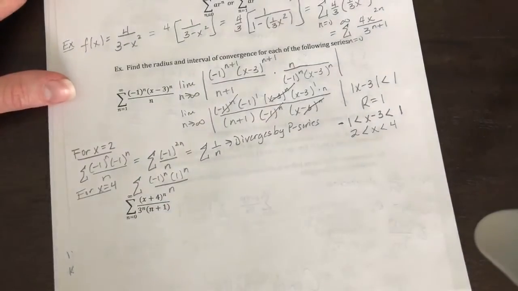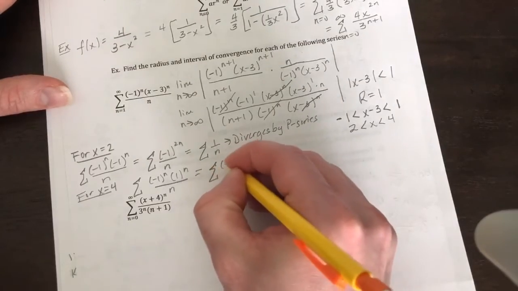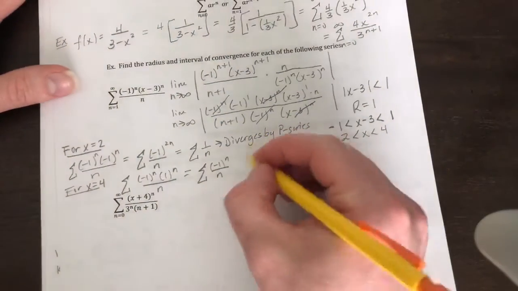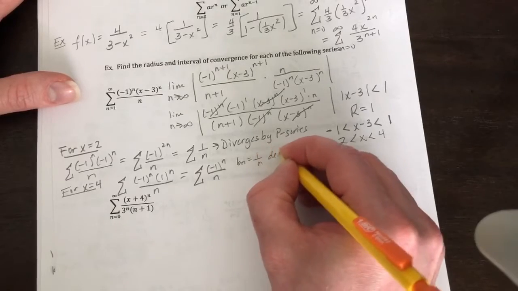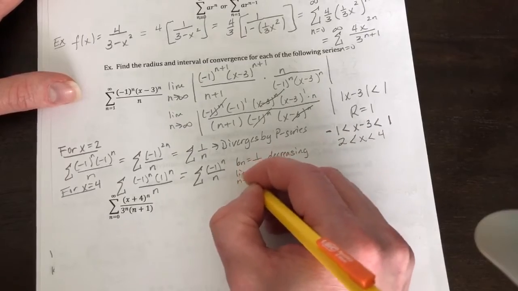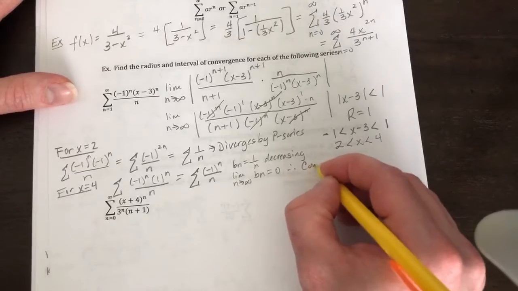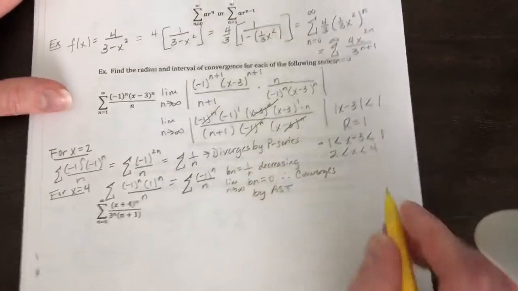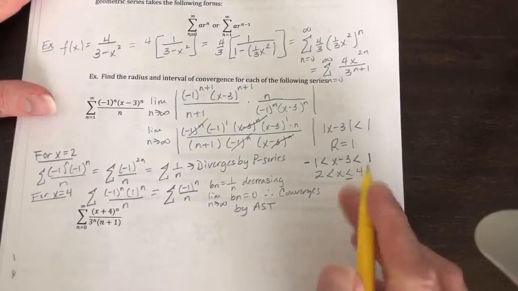One to any power, 1 to the n power, is just 1. So I have an alternating harmonic series, okay? And your b sub n would be equal to 1 over n. It's decreasing. The limit as n goes to infinity of b sub n is equal to 0. Therefore, it converges by the alternating series test. So I would fill in the equal to sign because it converges.